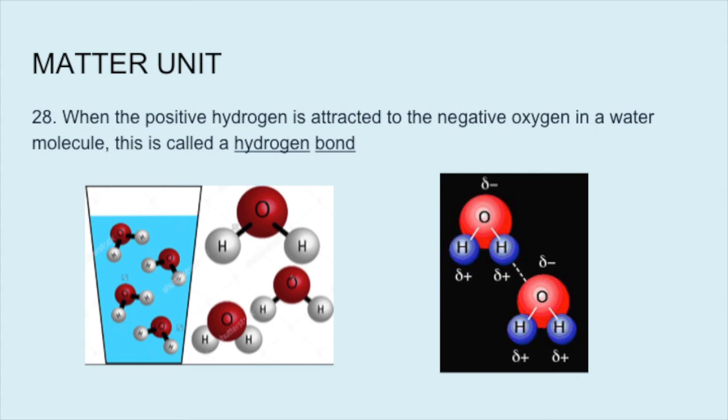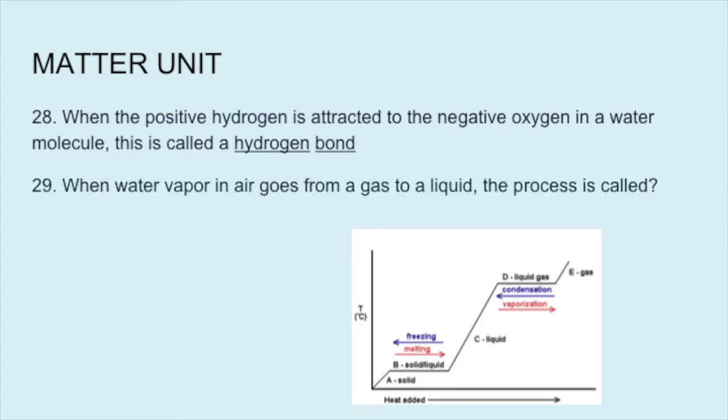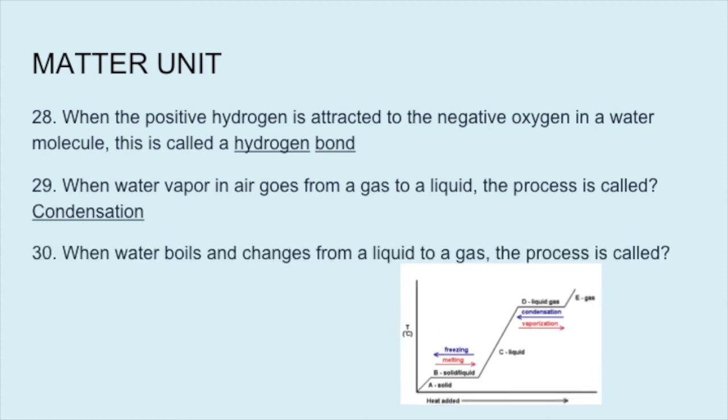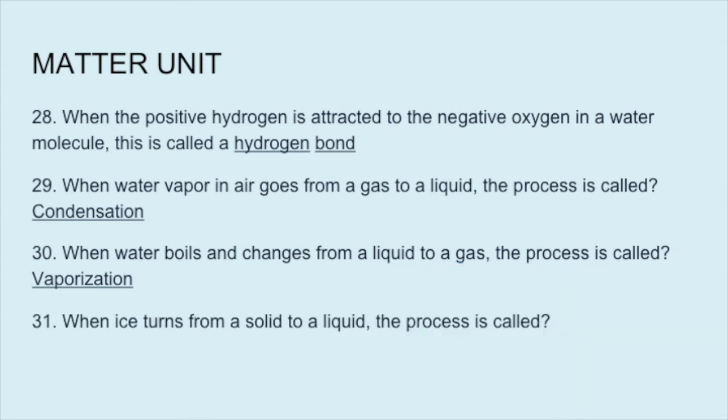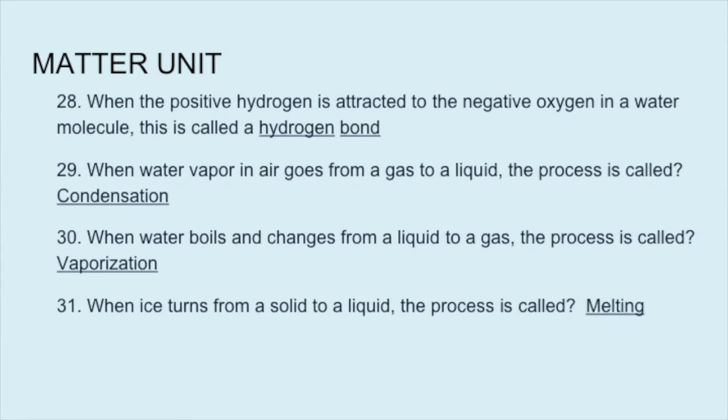Now, when water vapor in air goes from a gas to a liquid, that's called condensation. When water boils and changes from a liquid to a gas, that's heating up, that's called vaporization or boiling. And then when ice turns from a solid to a liquid, that is our melting process. So taking the solid and melting to a liquid.